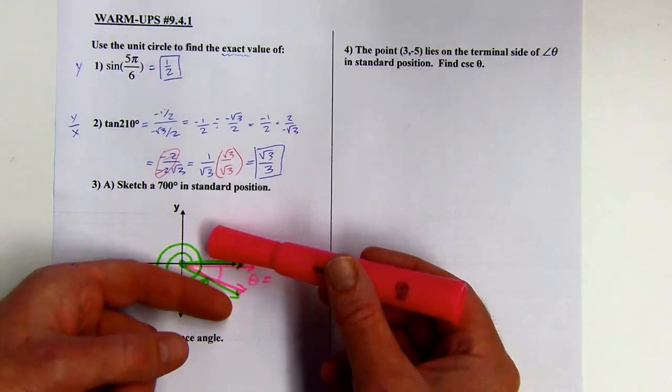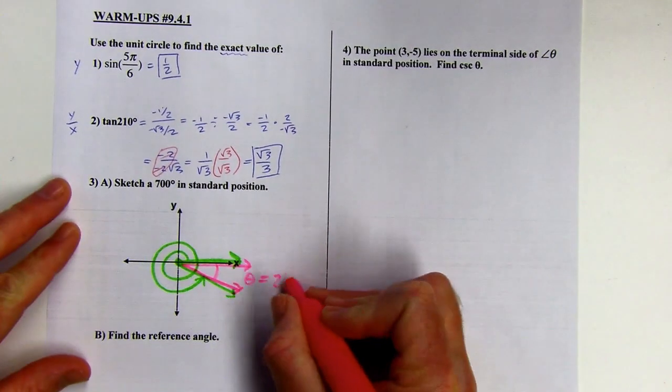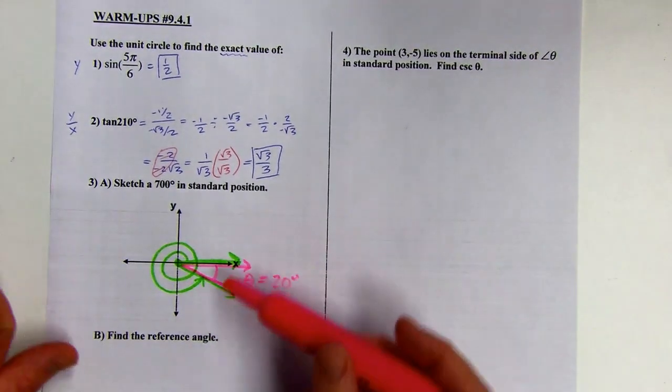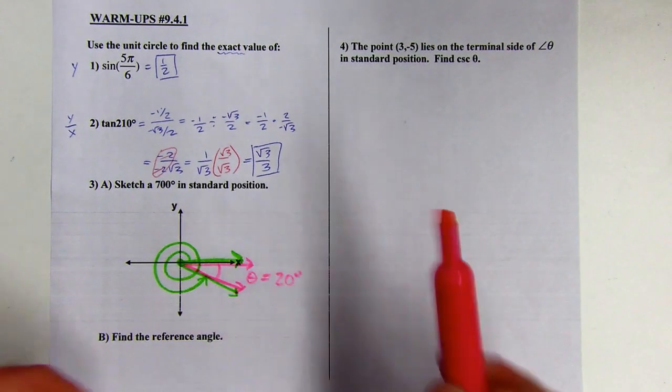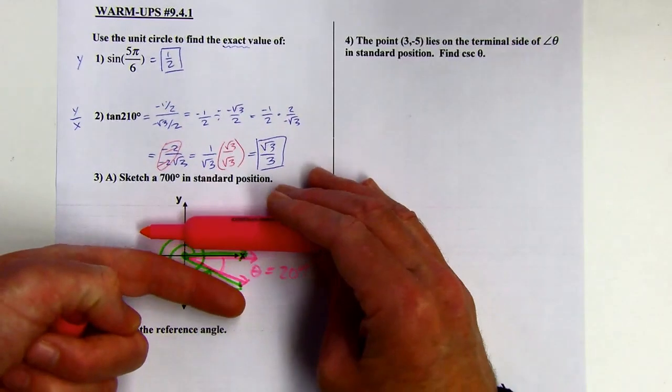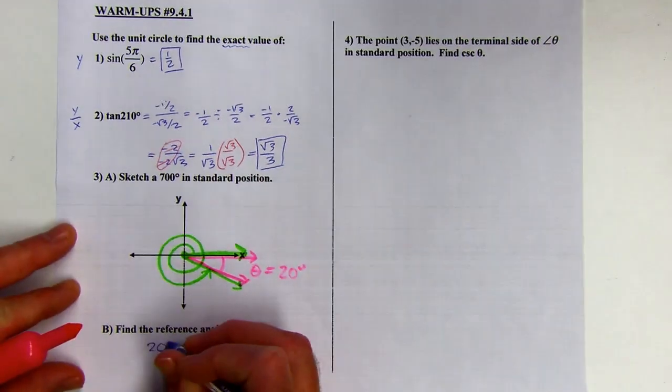Because it was 20 degrees shy of 2 full rotations. So that is going to be my reference angle. And some people might think that that's negative because it's below the x-axis, but it doesn't matter where it is. Just think about measuring it with a protractor. It'd be a 20-degree angle. So 20 degrees is the reference angle.